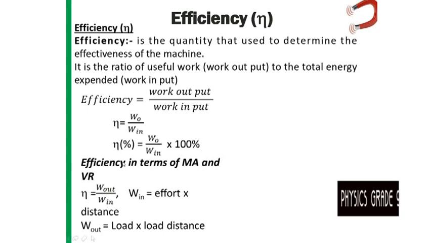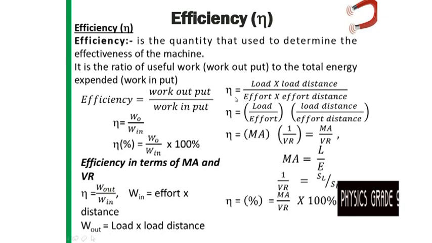Now, you can express efficiency in terms of mechanical advantage and velocity ratio. So how do you do that? Well, you can write efficiency, as we've mentioned, as being the work output divided by the work input. But remember, we can write work input as being the effort multiplied by the effort distance. And similarly, we can write the work output in terms of the load multiplied by the load distance.